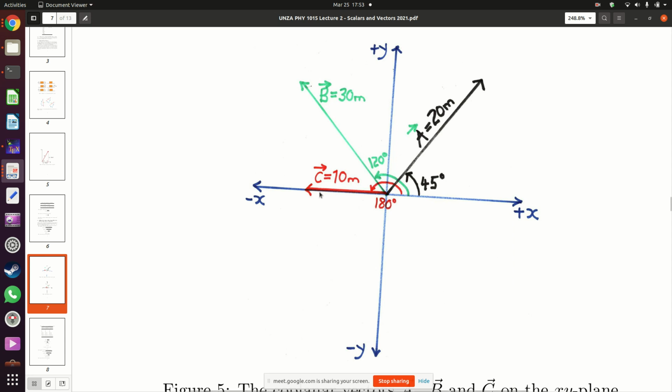Then you have vector C here. Vector C has been drawn in red. It lies along the negative x-axis. So this is what we mean by lying along the negative x-axis, like that. As you can see, vector C has got a size of 10 meters. And for it to lie along the negative x-axis, it needs to make an angle of 180 degrees from the positive x-axis. So these are the three vectors, A, B, and C, which we are going to be dealing with.